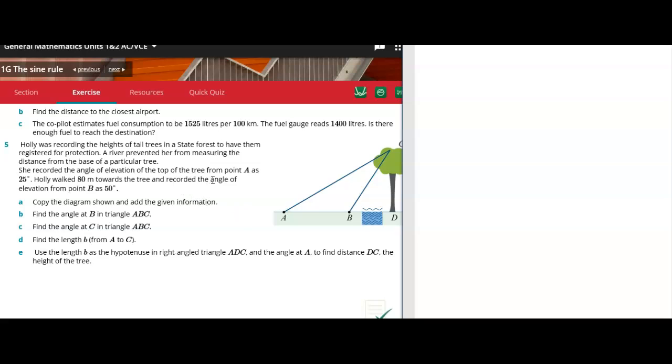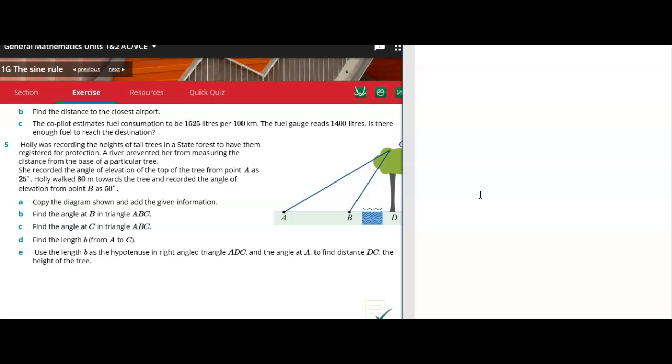She recorded the angle of elevation of the top of the tree from point A as 25 degrees. Now they haven't put that in, so this angle here at A is 25 degrees. She walked 80 meters to B, and the angle of elevation is now 50. Copy the diagram and add the given information.